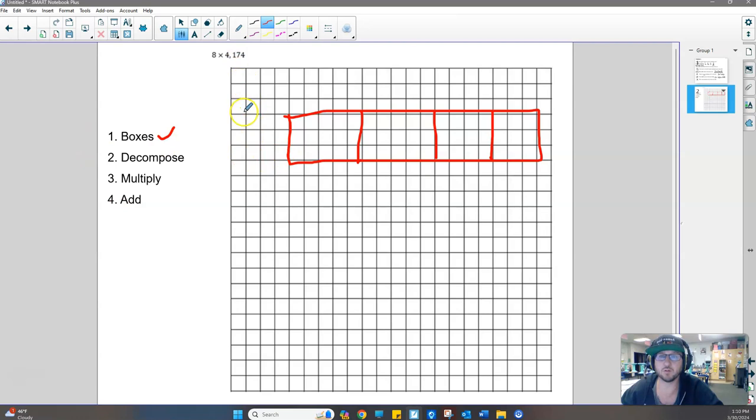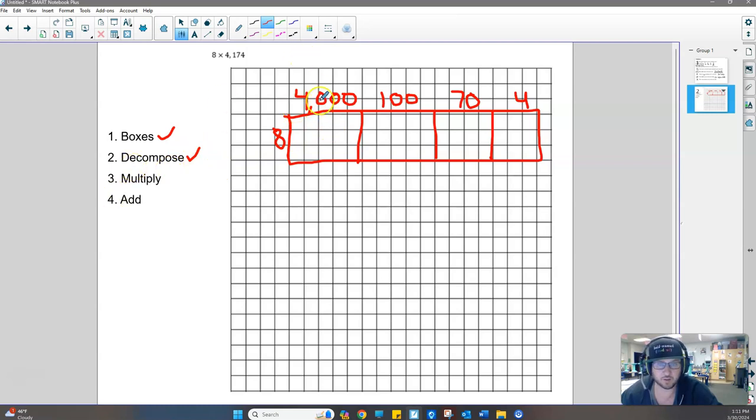Now we need to decompose. We're going to take this 4,174 and think about it piece by piece. We have 4,000 for that first digit because a 4 in the thousands place is worth 4,000. A 1 in the hundreds is 100. A 7 in the tens, 7 tens would be 70. And 4 ones is 4. Now off to the other side of the boxes, we simply write that 8 because there is no decomposing an 8. It's already decomposed. So there we have decomposed.